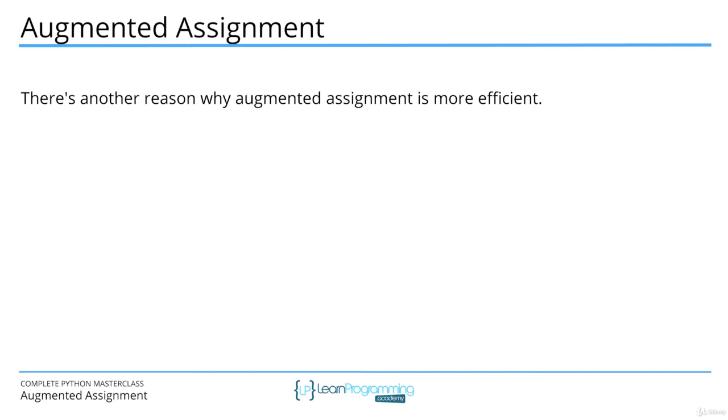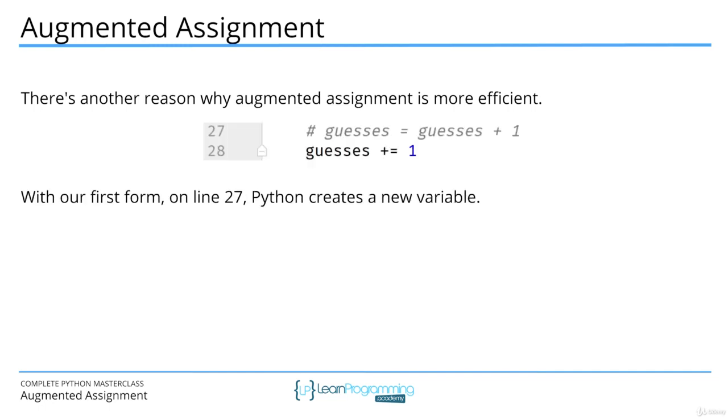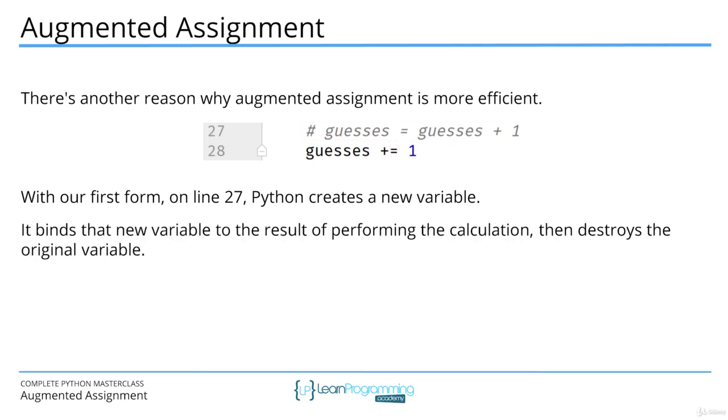There's also another reason why augmented assignment is more efficient in Python. With our first form, on line 27, Python creates a new variable. It binds that new variable to the result of performing the calculation, then destroys the original variable.